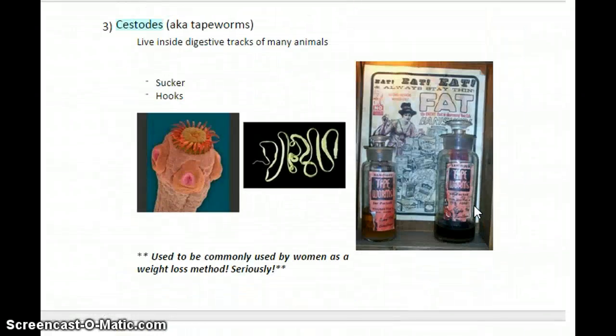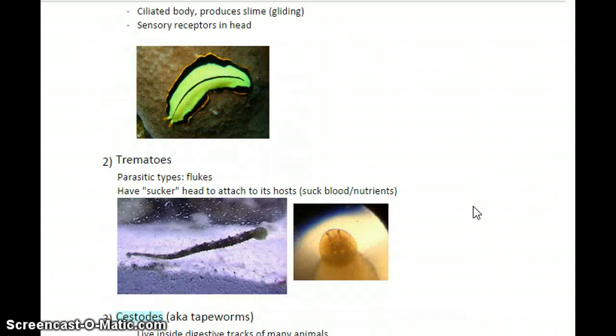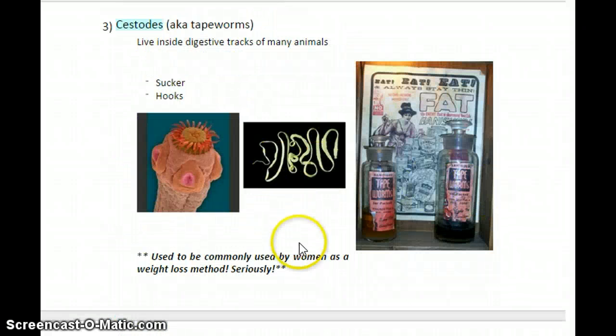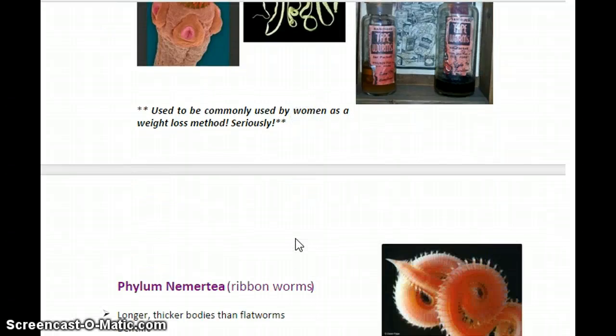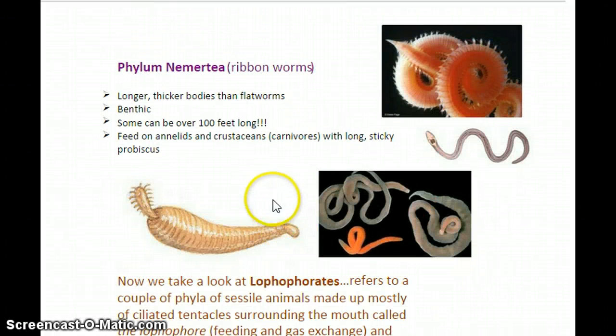Another phylum, so that kind of summarizes those three that are in Phylum Platyhelminthes. But another phylum of worms that we're also going to look at are Nemertea. These guys are ribbon worms. They have kind of long, thick bodies, and they're benthic, so we find them dwelling down in the sand a lot. Some can be over 100 feet long, so they can be enormous. So really long, bottom-dwelling worms.